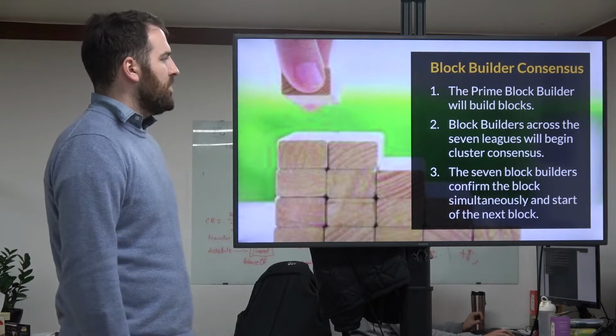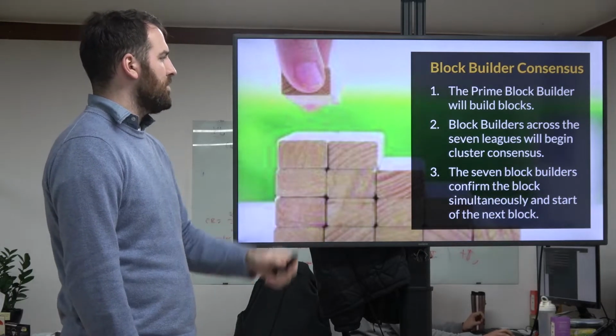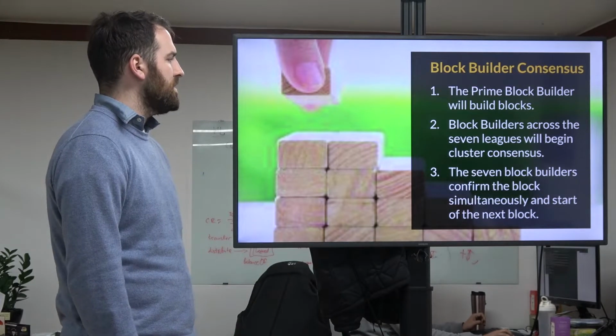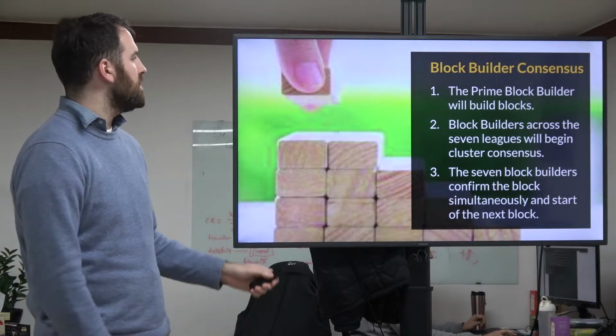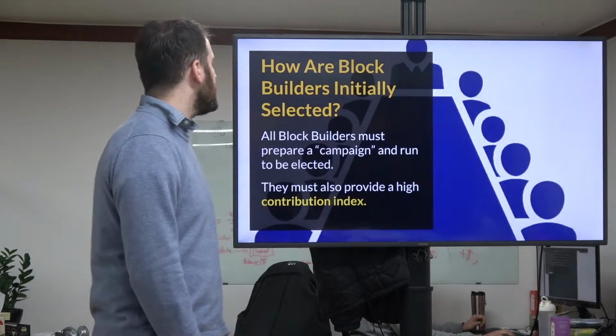So, block builder consensus. The prime block builder will build the blocks, as we explained. The block builders across the 7 leagues will begin cluster consensus, and the 7 block builders confirm the block simultaneously and start the next block. So just kind of what we went over.